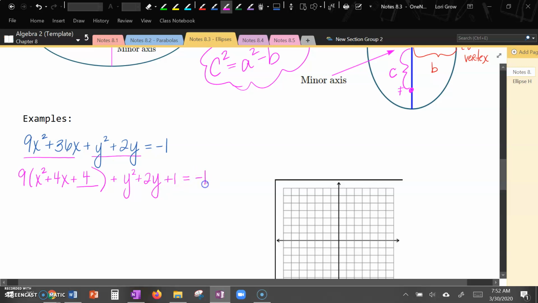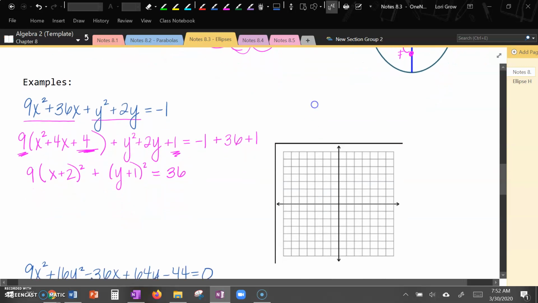And then on the other side of the equal sign, remember that I need to add both of those values in. So I technically added 36 and positive 1. Okay, next step is to factor. I remember that I set this up so that these factor nicely into x plus 2 squared, y plus 1 squared, and then everything on the right side is going to reduce to positive 36.